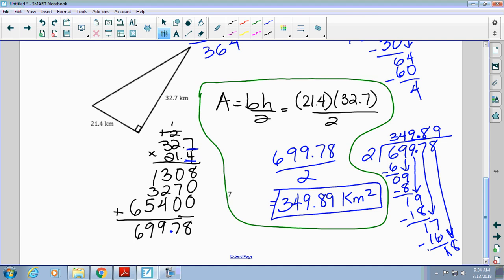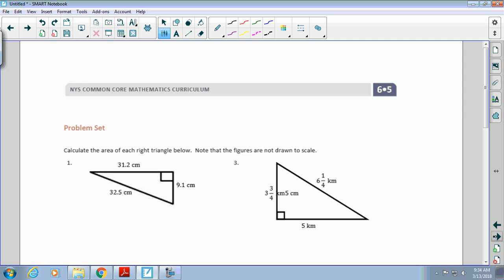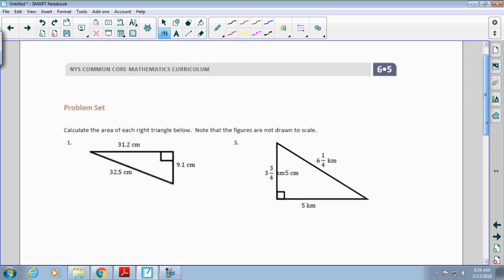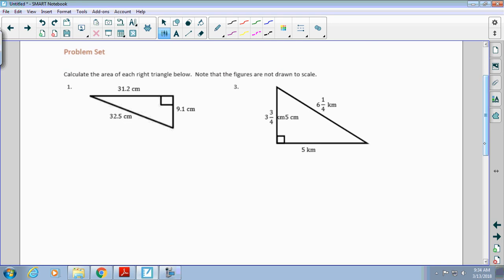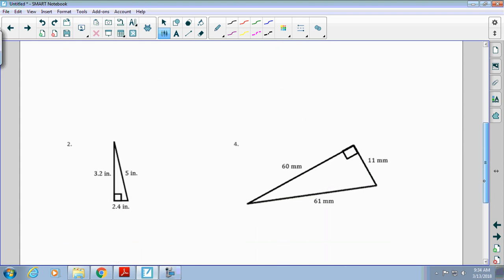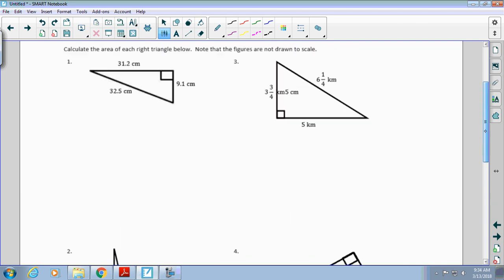Any questions? All right, your homework tonight is to do page 9, which is the problem set. All right, calculate the area of each triangle below. Again, look at number 1. Oh no, the right angle is not at the bottom. It's okay, kids, it can be rotated. And then, let's see. Yeah, same thing here, number 4. You'll survive. You're looking for the perpendicular lines.